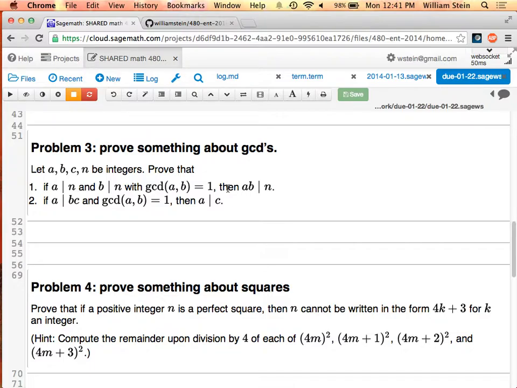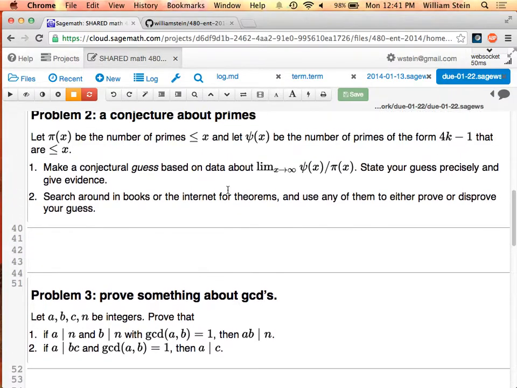Yes? For number 2 from the last one, it says prove or disprove. Is that going to be a formal proof or kind of like, hey, look at this? Should be kind of formal. Okay. Yeah. Just making sure. Yep.